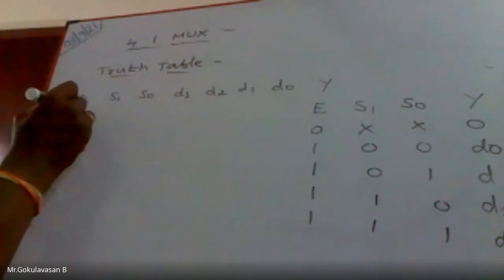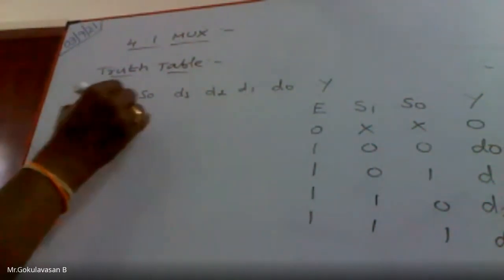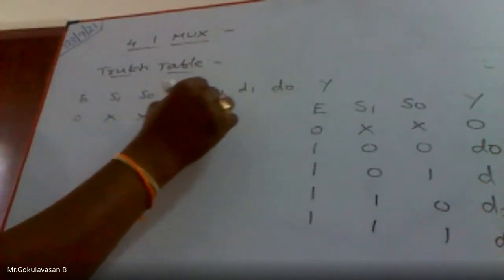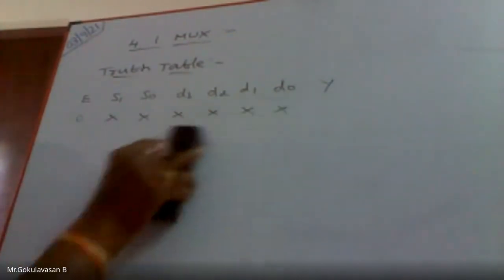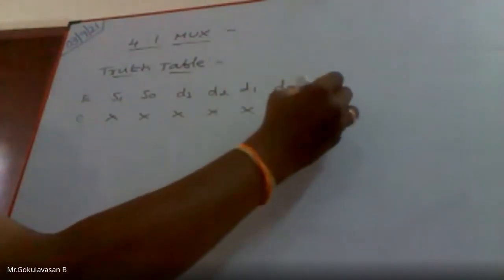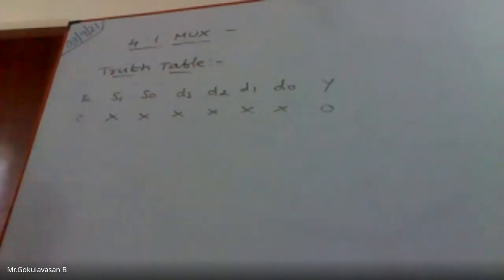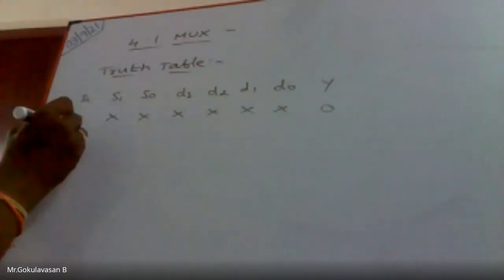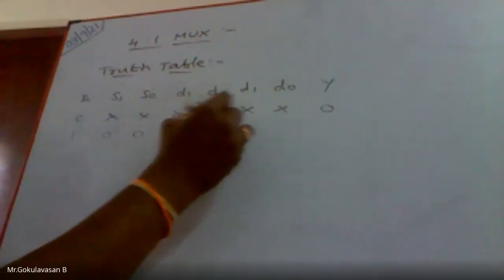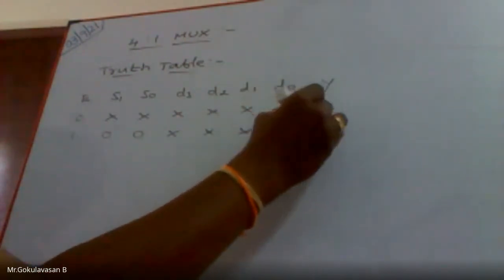Now if enable is 0, then S1, S0, whatever may be the value, whatever may be the value for these D's, whatever it is, all these things are don't care. Whatever may be the value, output will be 0. Why? Because the chip is not enabled. Once the chip is enabled, if these two values are 0, 0, whatever may be the value of these things, and if this is 0, then output will be 0. That means this particular 0 will be routed here.